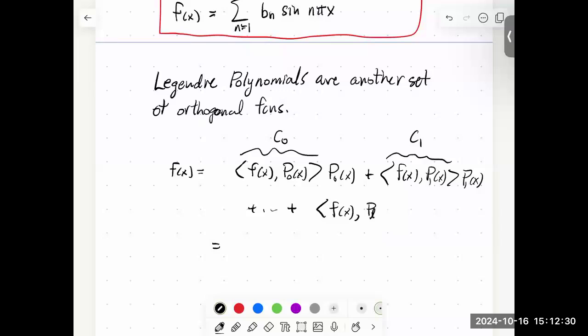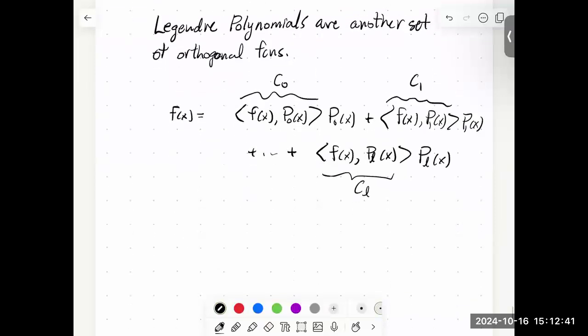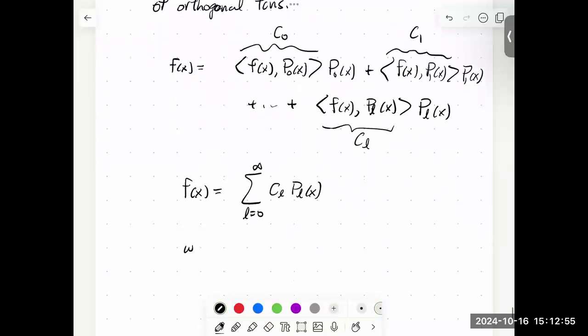I should use L, shouldn't I? Let's use L, not N. PL of x. And so this, we'll call this CL. And so then f of x is going to be equal to the sum from L equals 0 to infinity of CL PL of x, where CL is given by the integral from -1 to +1 of f of x times PL of x dx.